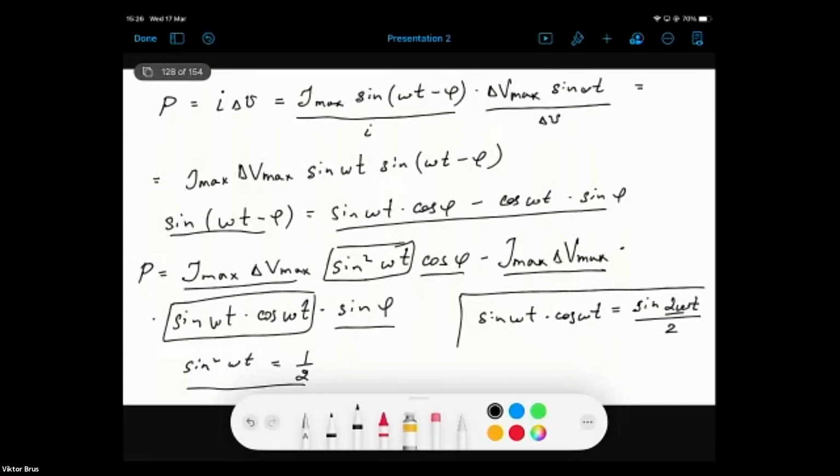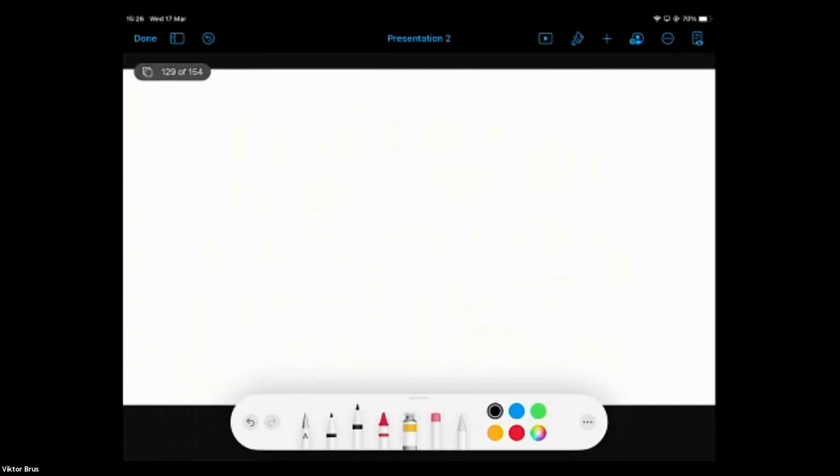And since this function is symmetric, the average of this function over one or more periods will be just 0. So this second term, where we have the product sine omega t cosine omega t, when we calculate the average power delivered to the AC circuit, will be equal to 0. So we will deal only with the first term. And in order to write it down, let's go to another page.